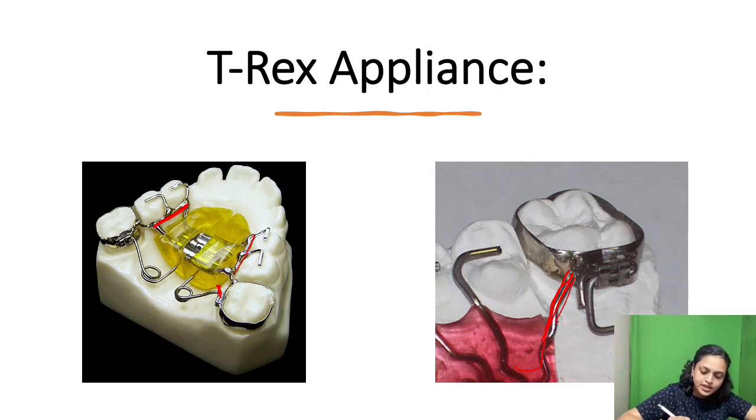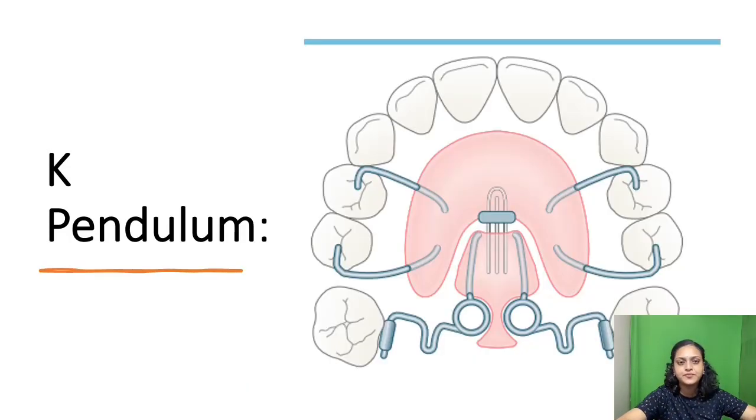Premolar is there, and there will be an attachment. You can see here it is attached to the molar like this. This attachment will not be there in the Pendex appliance. That's the only difference. Next is something called as a K pendulum.